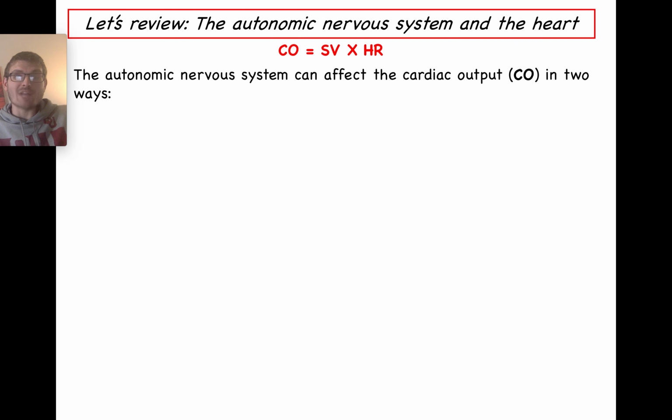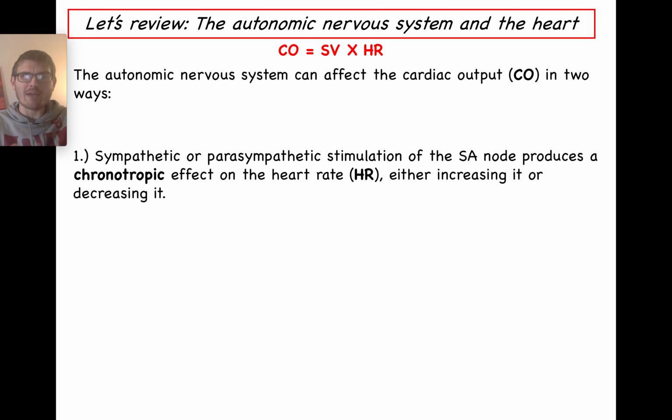So let's review what we've talked about so far. The most important thing to start off with is cardiac output, which is equal to stroke volume times heart rate. Let's review how the autonomic nervous system can influence the cardiac output through both the stroke volume and the heart rate. Number one, sympathetic or parasympathetic stimulation of the pacemaker regions produces what is called a chronotropic effect, meaning a timing effect on the heart rate. The sympathetic division can increase your heart rate to increase your cardiac output. Your parasympathetic division can decrease your heart rate to decrease your cardiac output, assuming that the stroke volume has not changed.